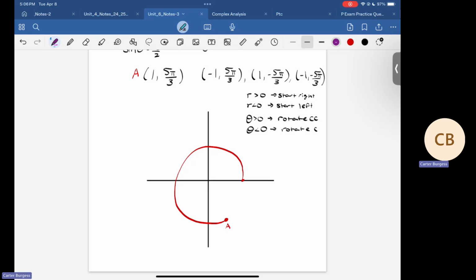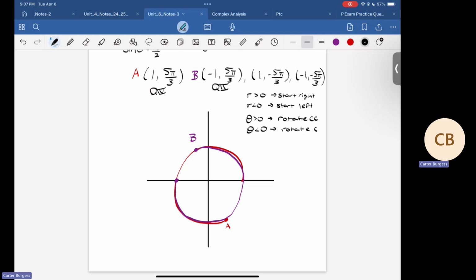For -1 and 5 pi over 3, we're going to be starting here, starting to the left, right? And again, rotating counterclockwise, and we're going to pass through 1 quadrant, 2 quadrants, 3 quadrants, and stop a little bit into that 4th quadrant. This point right here would be our point B. So this point is Q4. This point apparently is Q2.